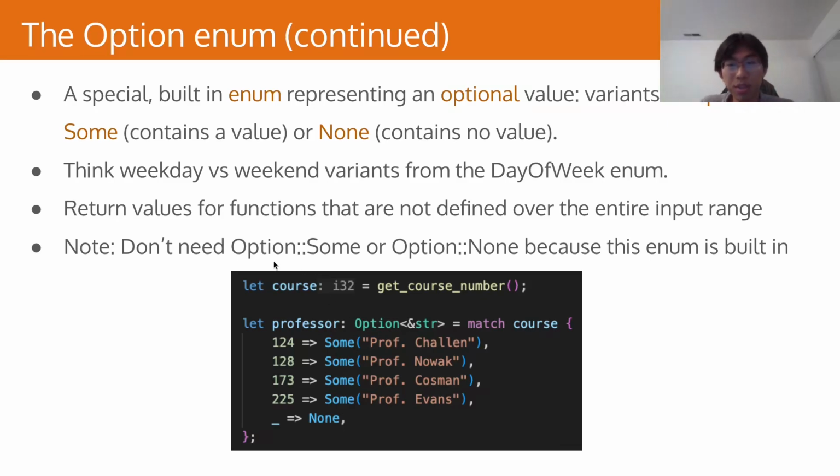Now, the reason we don't need to use Option::Some or Option::None in this case is because this enum is built in. It's included as part of Rust's prelude, which automatically includes it in every single Rust file. So this is why we can just use Some and None directly without the prefix.